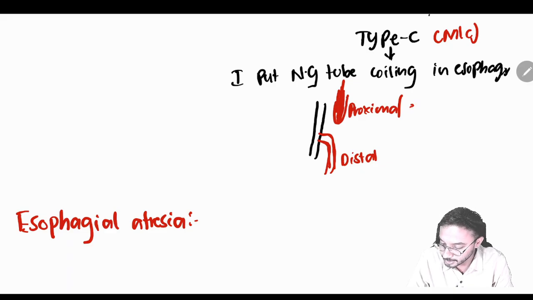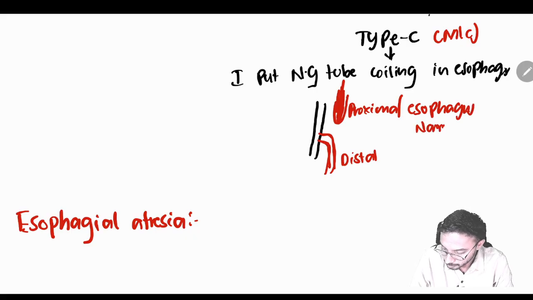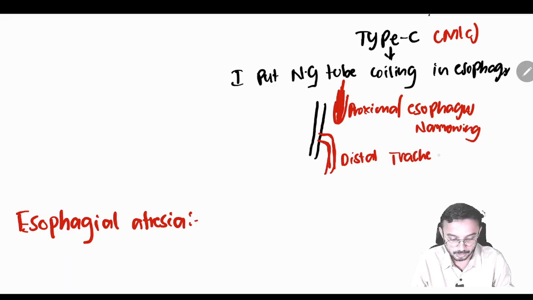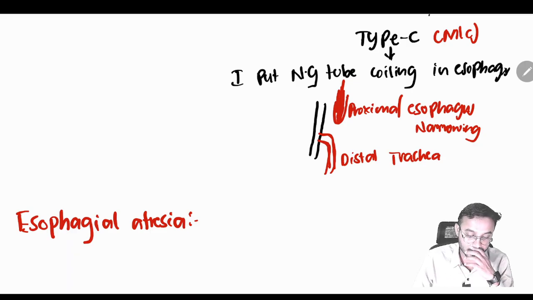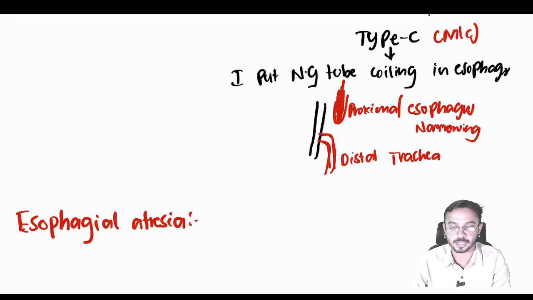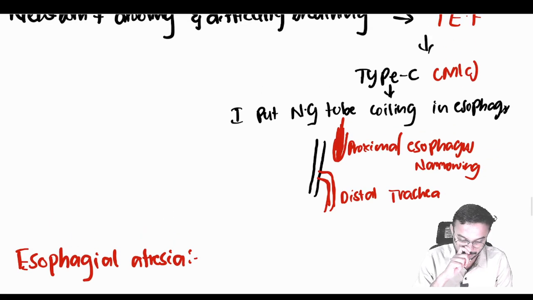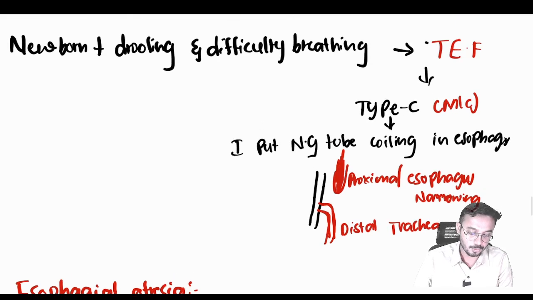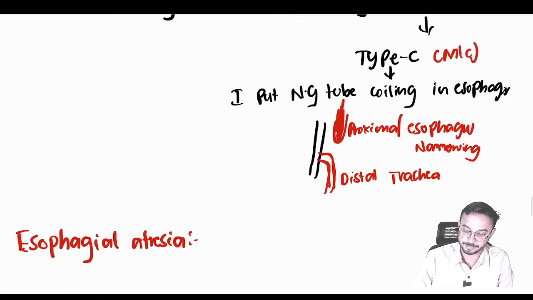Proximal esophagus is narrowing and the distal part is connected to the trachea. So the distal esophagus is getting connected to the trachea. This is known as type C tracheoesophageal fistula. This is the most common variety, and now you should know this about TEF.